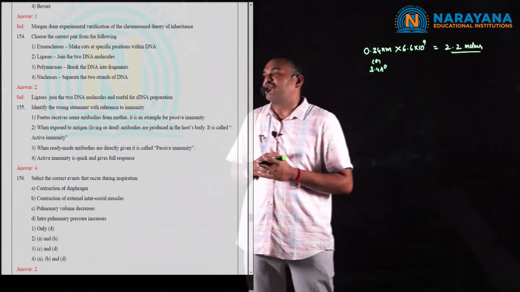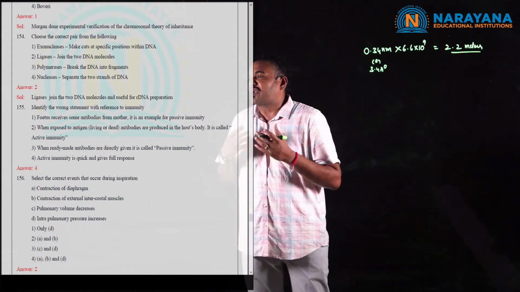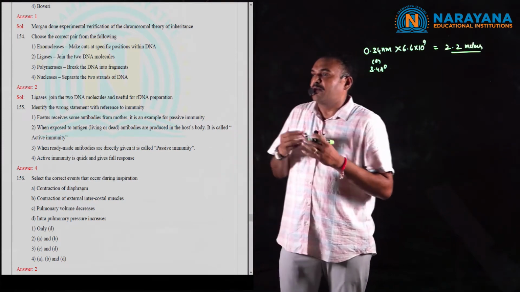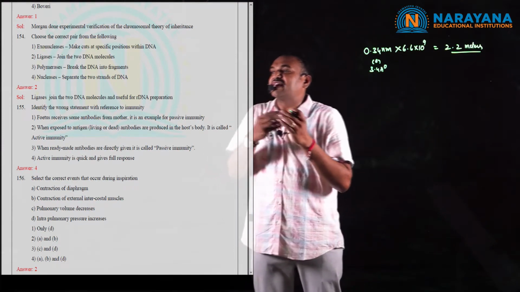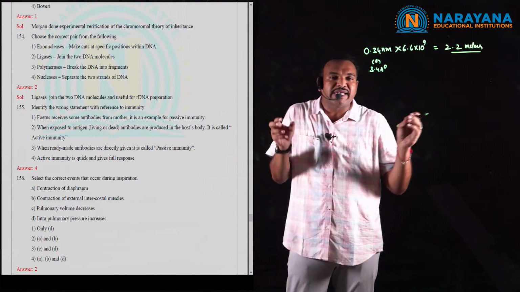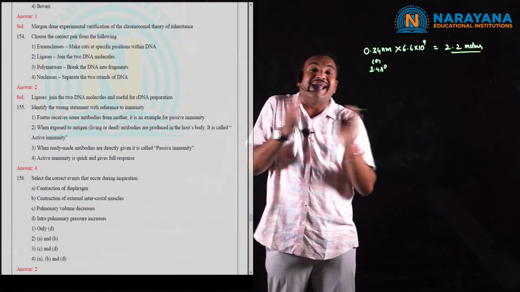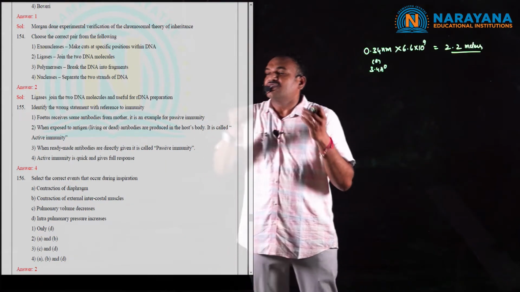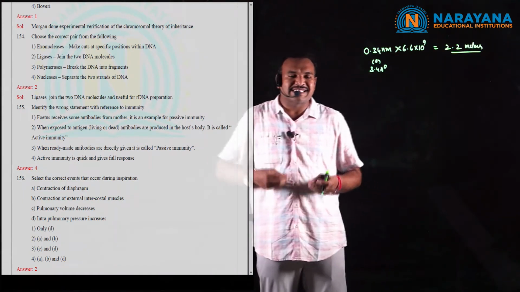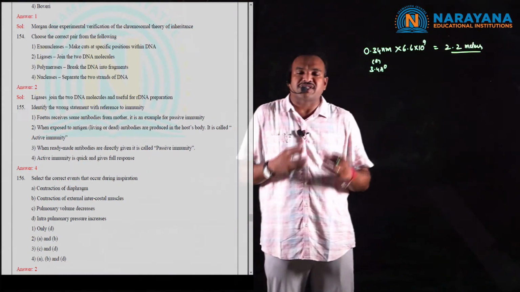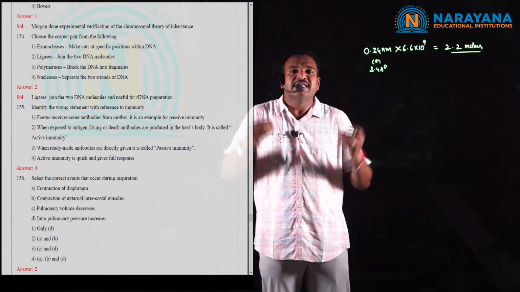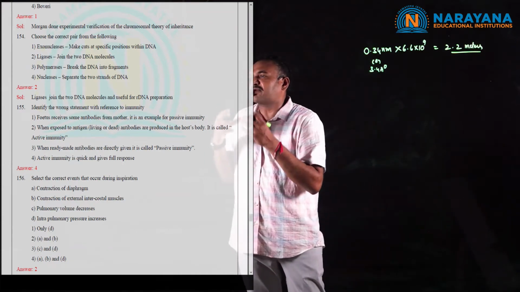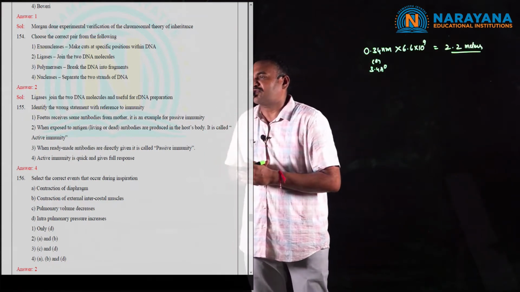Next one is question number 154. Choose the correct pair from the following. Exonucleases make a cut at a specific position within the DNA. So exonucleases remove DNA nucleotides from the ends, not within the DNA. That is not the right combination. Ligases join the two DNA molecules. Ligases are also called molecular stitchers or molecular glues. These are useful for joining DNA fragments. That means it is the right combination. That is question number 154. The right option for that one is the second option.